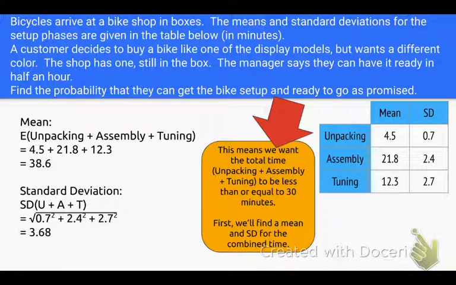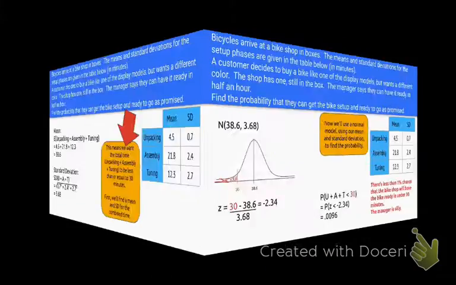So is it looking pretty likely? I don't know. If the average time is 38.6 minutes with a plus or minus of 3.68, if we just think about it, if I do 38.6, subtract one standard deviation away, that puts me at 34.92. If I subtract another standard deviation, so now I'm 2 standard deviations, I'm at 31.24. So 30 minutes is more than 2 standard deviations away. And what do we say is pretty unusual? Being more than 2 standard deviations away. So I'm going to say that it's probably not going to be a very high probability. But let's go ahead and find it.